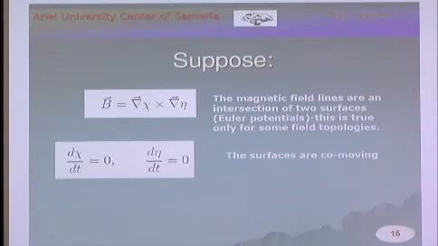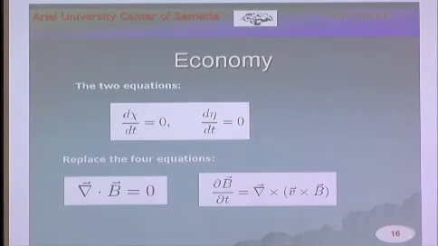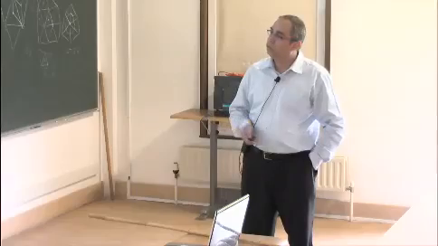Now, you look at surfaces that are co-moving. This means that the material derivative of chi and eta is null. Now, this is a kind of economy because you have only two equations, and this replaces the four equations that you had before, which are those two.